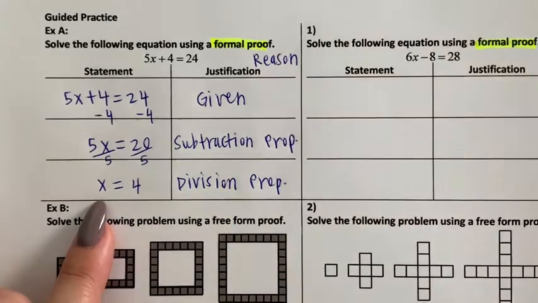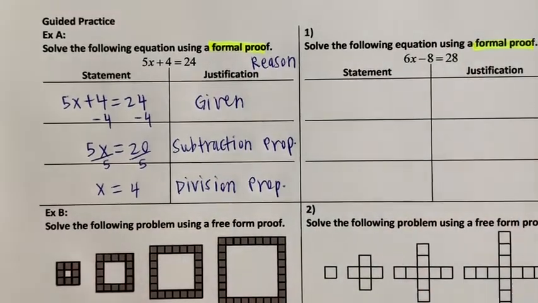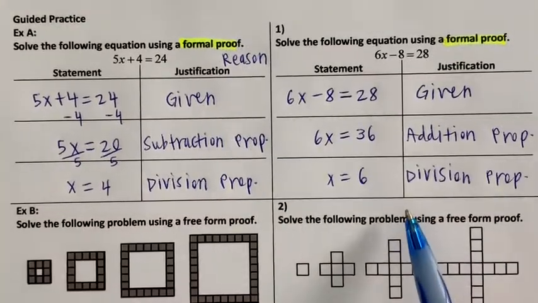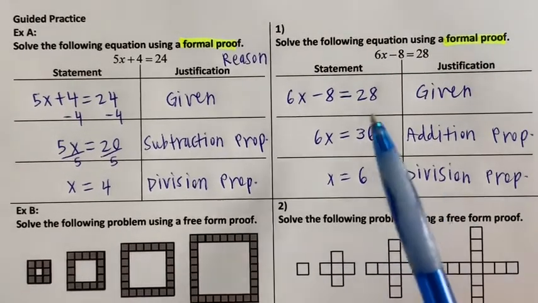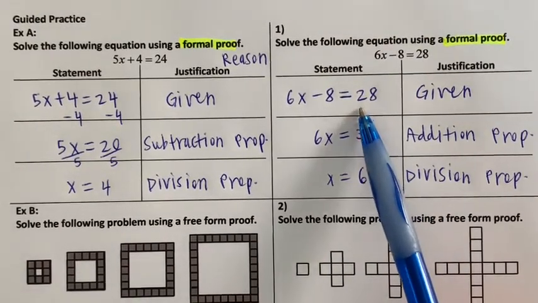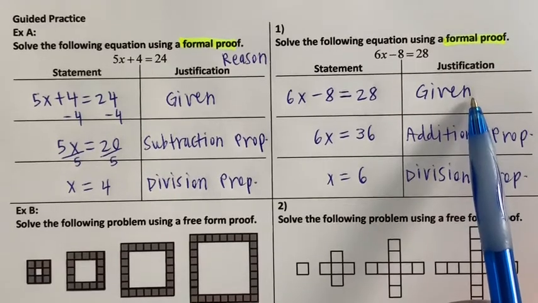So at this time, go ahead, pause the video and see what you come up with for you try 1. You can check how you did on you try 1. My first statement was writing the equation. My justification was that it's given.